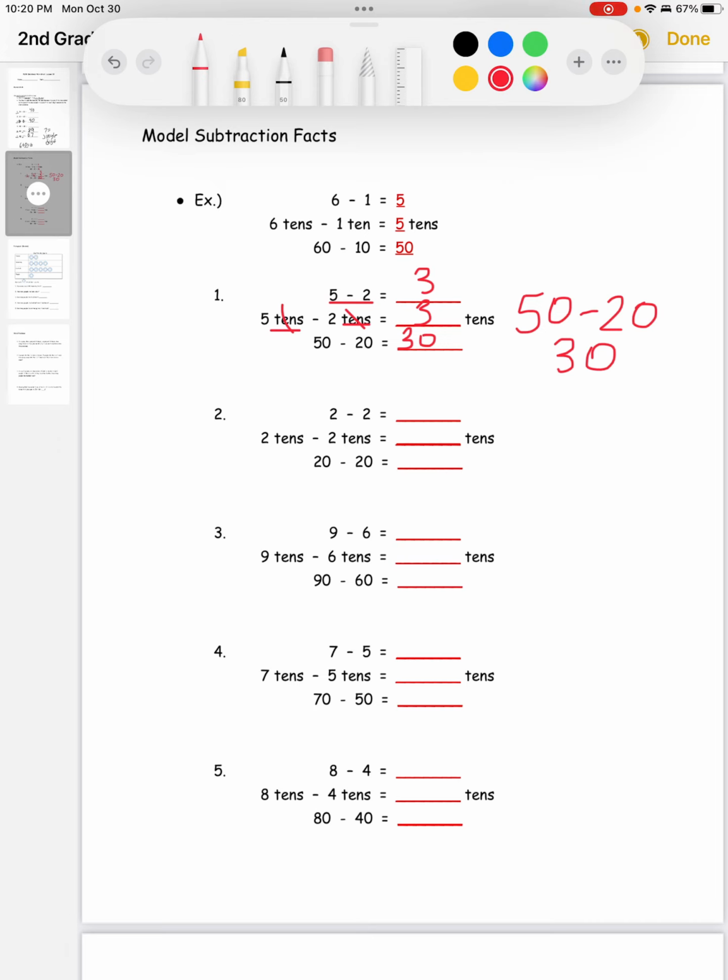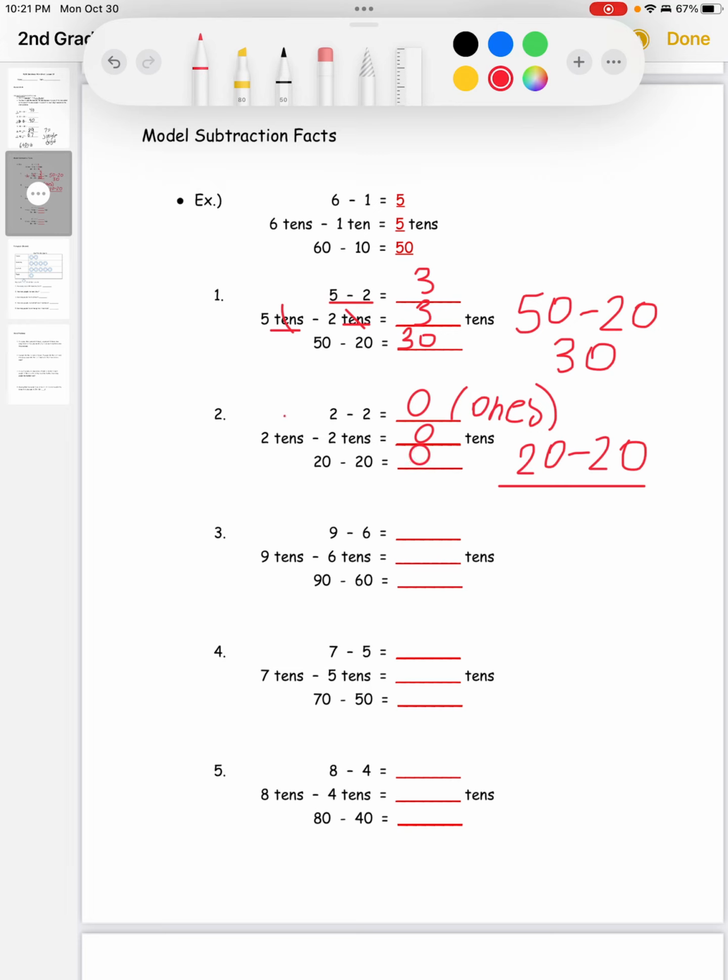Let's solve number 2 now. 2 minus 2 equals 0. And this is the ones place, not the tens place. And 2 tens minus 2 tens would look like this: 20 minus 20. So 2 tens minus 2 tens would equal 0 tens. Now we know that 20 minus 20 equals 0.